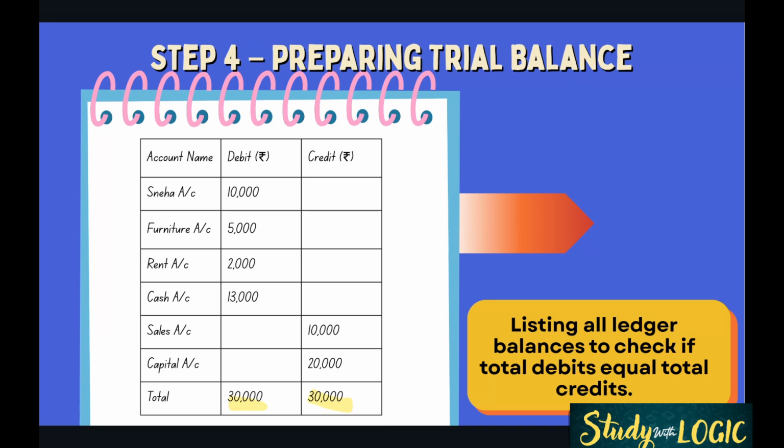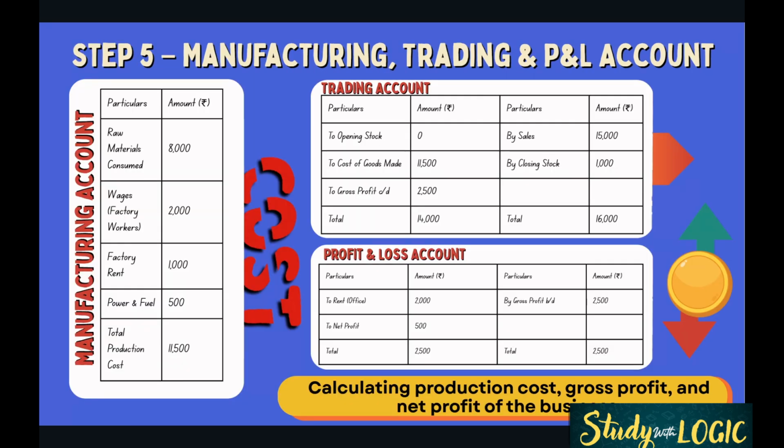Step 5, manufacturing, trading and P&L account, which is profit and loss account. Here, the manufacturing account calculates the cost of goods manufactured. The trading account calculates the gross profit or loss by comparing sales with the cost of goods sold. The profit and loss account shows net profit or loss by including all operating incomes and expenses.